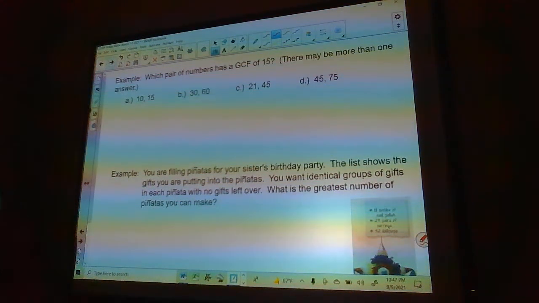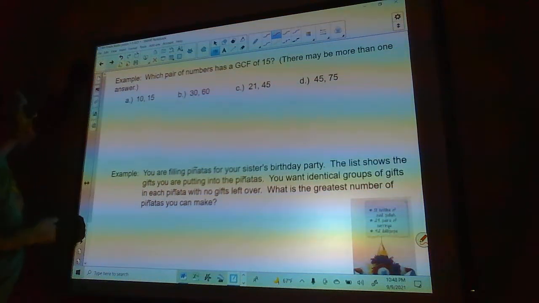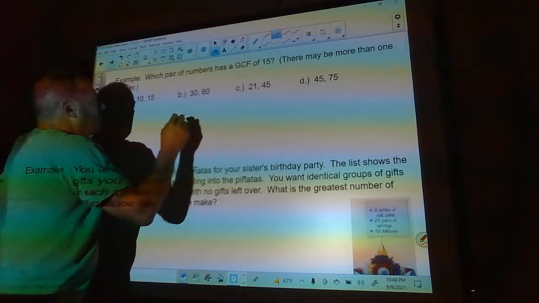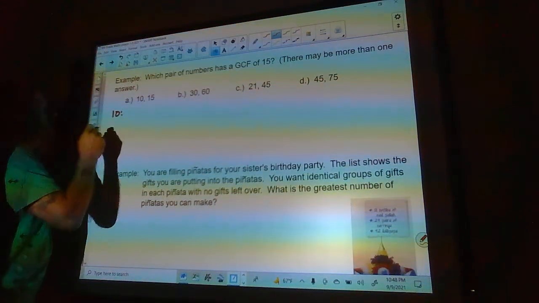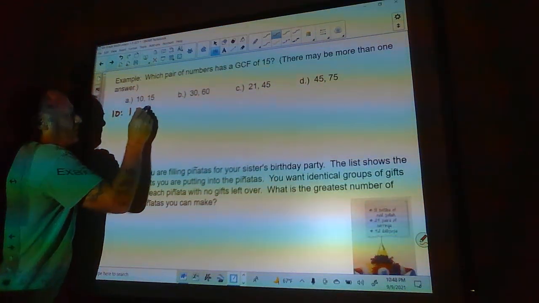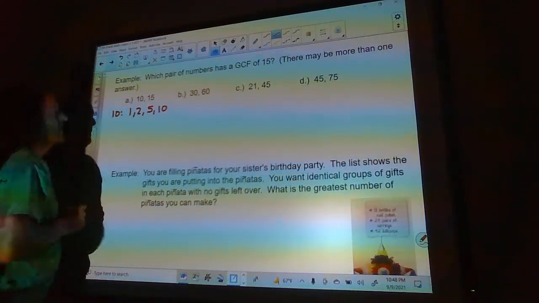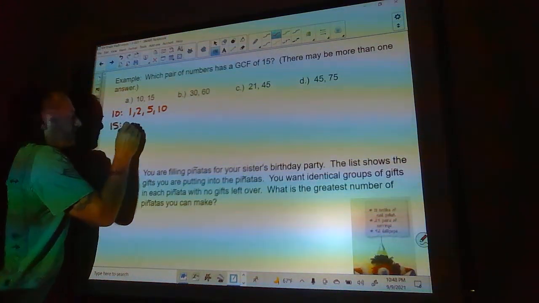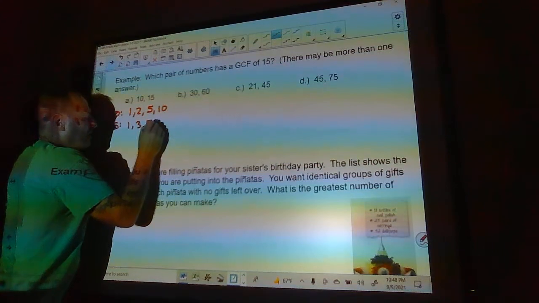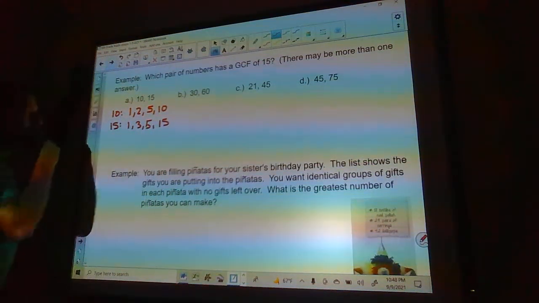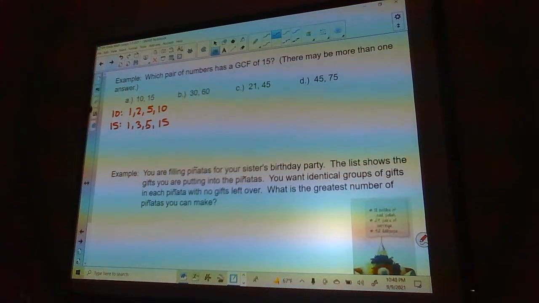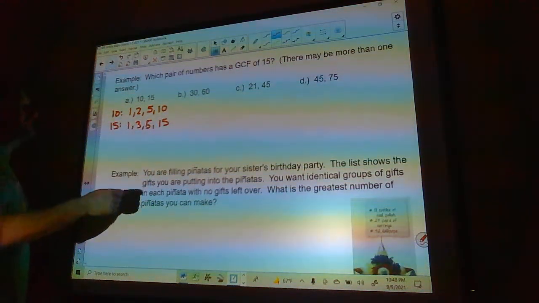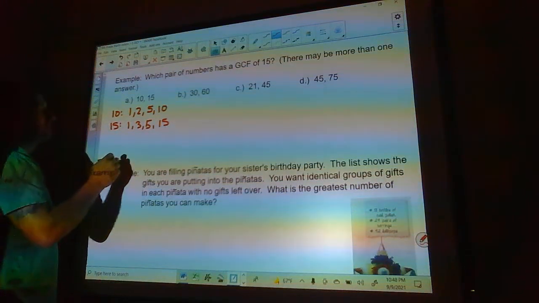Which pair of numbers has a GCF of 15? There might be more than one. Okay. So we look here, 10 and 15. Greatest common factor, huh? So I would take 10, I would probably do it this way. I'd say, well, the factors of 10 are 1, 2, 5, and 10. Okay, and the factors of 15 are 1, 3, 5, and 15. And neither one of these has a, well, this one has a factor of 15, but this one doesn't. So this one doesn't have one. So this one's out.